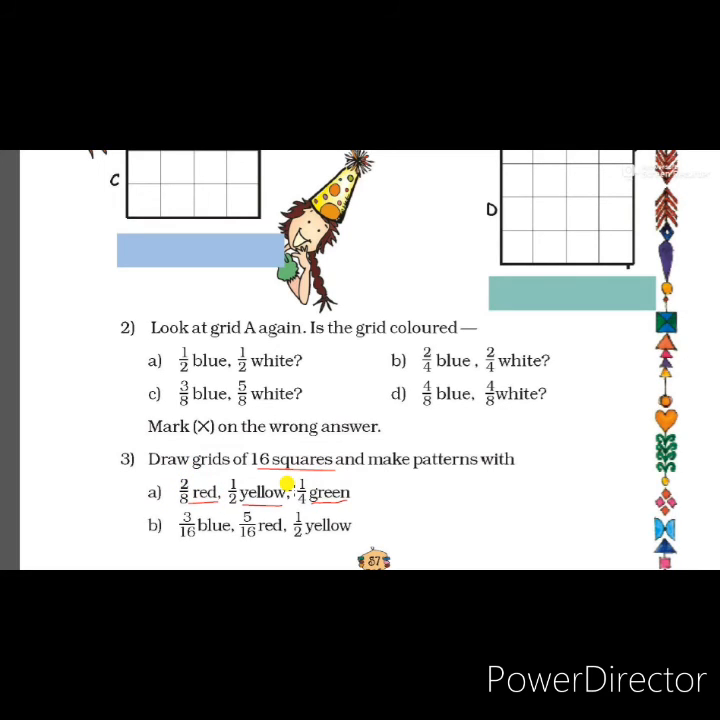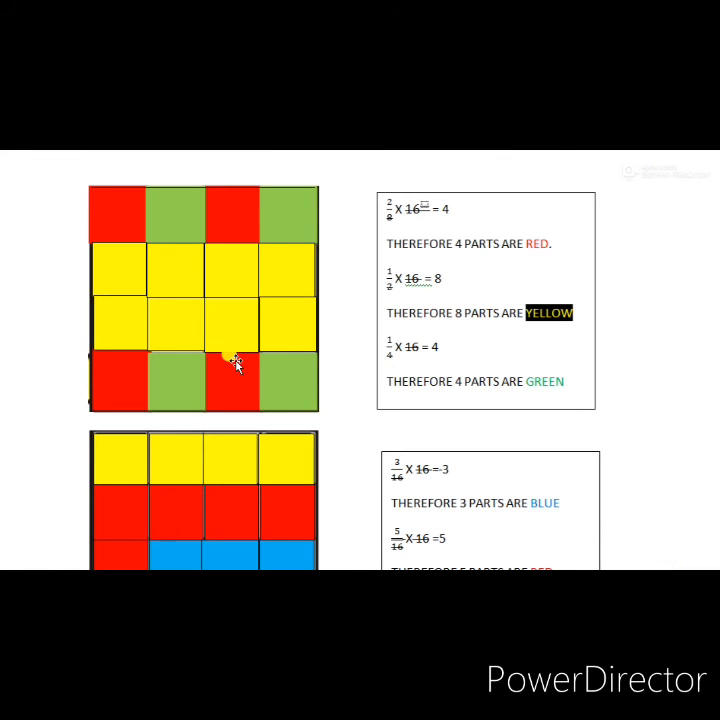That calculation I will show you on a page. See the calculation. How can we find this? This is the calculation. 2 by 8 of 16 is 4. Those 4 parts we have to color red, and 1 by 2 of 16 is 8. That means half of 16 is 8. Those parts we have to color yellow, and 1 by 4 of 16 is 4. That we have to color green.